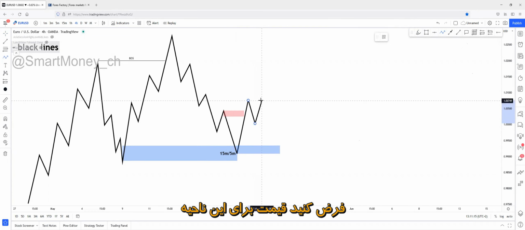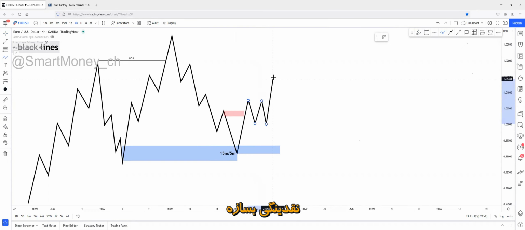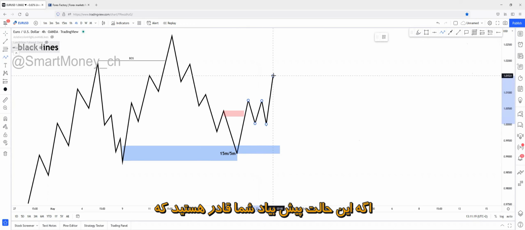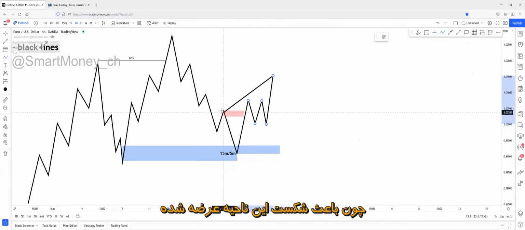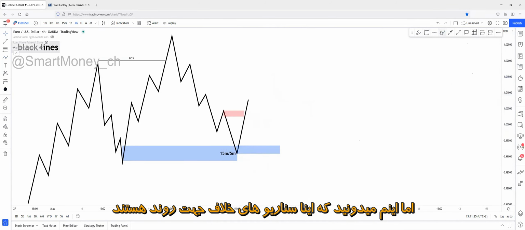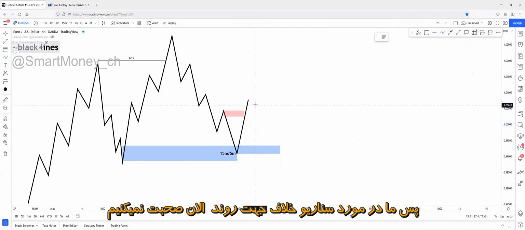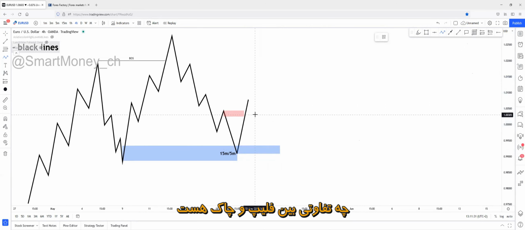So if price, for example, creates liquidity for this zone and creates one more break of structure to the upside, then you'll be able to enter on this specific demand zone that has caused the break of this supply zone. But these are continuation scenarios, so we won't talk about continuation scenarios right now. We'll talk about the difference between the flip and the change of character.